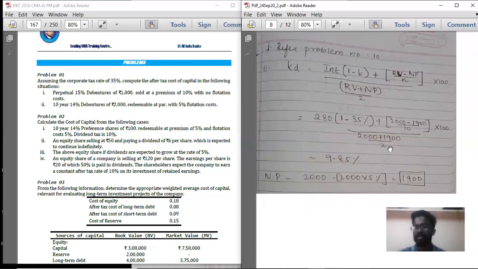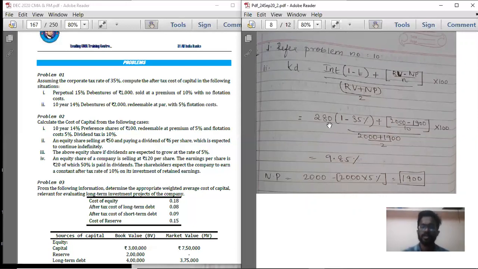182. Again 2000 minus 1900, 100 divided by 10, that is 10. Plus 10, that is 192, divided by 2000 plus 1900 divided by 2, is 1950. Divided by 1950 into 100, that is 9.85%. So below that record, is equal to 9.85%.